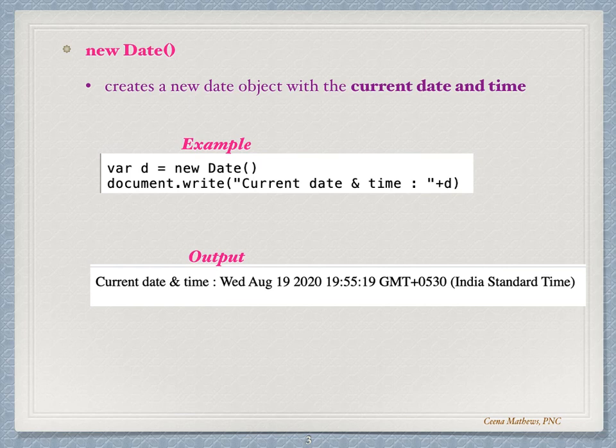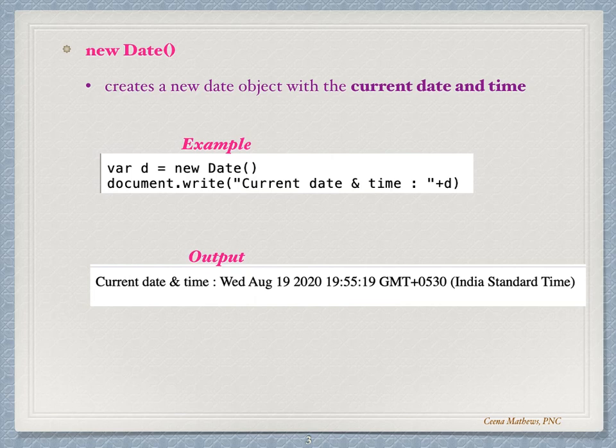First one is simply using the Date constructor. That will create a new Date object with the current date and time. As you can see in the example, d is equal to new Date(). When I print d, you can see the current date and time displayed in the output section.